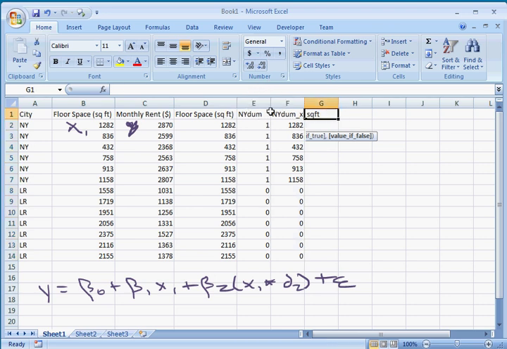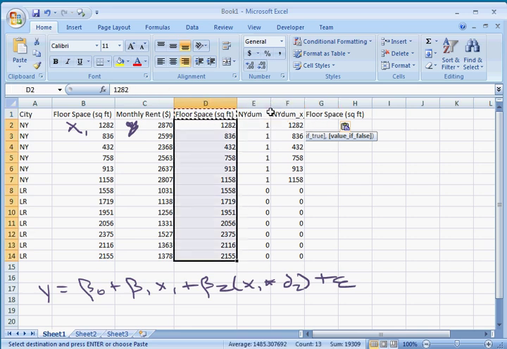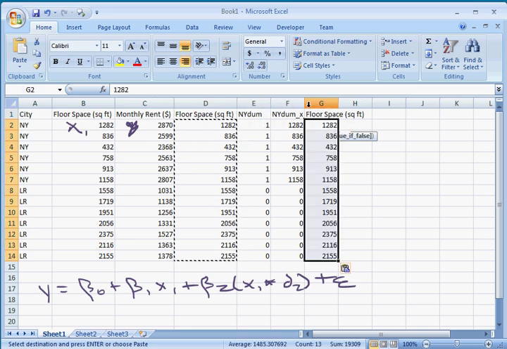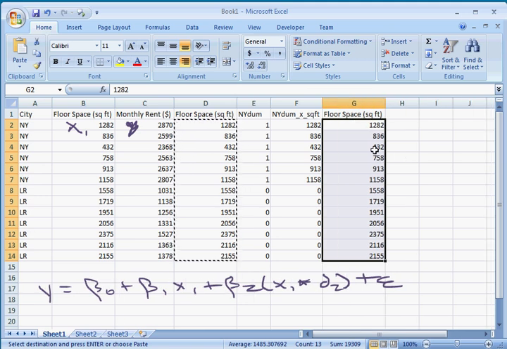I'm realizing now that if we don't want to throw the dummy in there by itself, Excel's not going to let us do that. So copy this one more time, and now let's run the regression and see what we get. Okay, let's estimate this model.